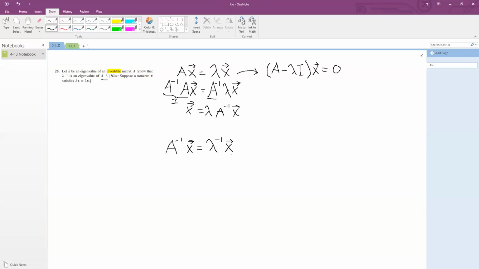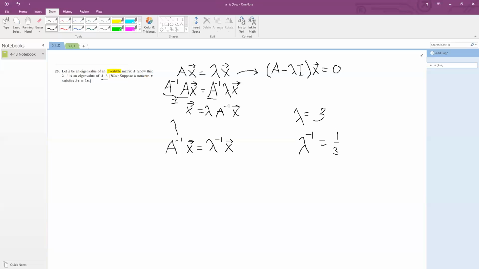If we could find a way to get a lambda to the -1 into the problem. Again, remember, lambda is some number. Lambda is like 3, for example. So we don't have to prove that lambda is invertible. Lambda to the -1 would just be 1/3 if lambda was 3, or more broadly, 1 over lambda. So we could just multiply by lambda inverse and not have to worry about whether or not it's an invertible matrix, because it's not a matrix.